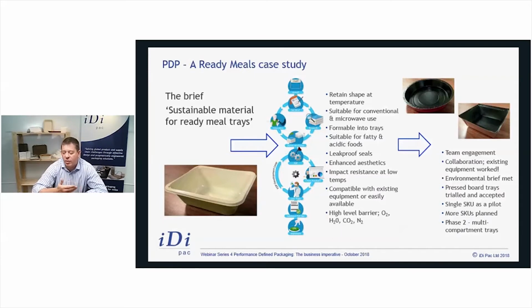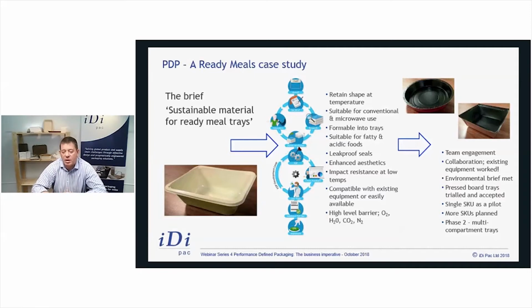Within the process, some of the things that we talk about a little bit are the latent findings, latent benefits, and it gives us a team engagement thing. It's a collaboration thing. It's used as a vehicle within the business to generate and move people out of silos. It gets people engaged in the same project, which gets us over, in a lot of cases, the not-invented-here type syndromes, where we can move forward. So we get to a point where the environmental brief was met, board trays were trialled and accepted. A single SKU was delivered as a pilot, and more SKUs are now planned.